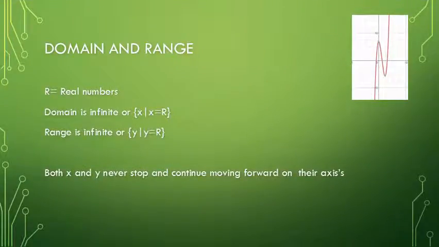The domain and range of my graph are infinite. I know this because the line never stops going along the x-axis on both negative and positive side, and the line never stops going along the y-axis, positive and negative side, meaning it will always continue, always be infinite.